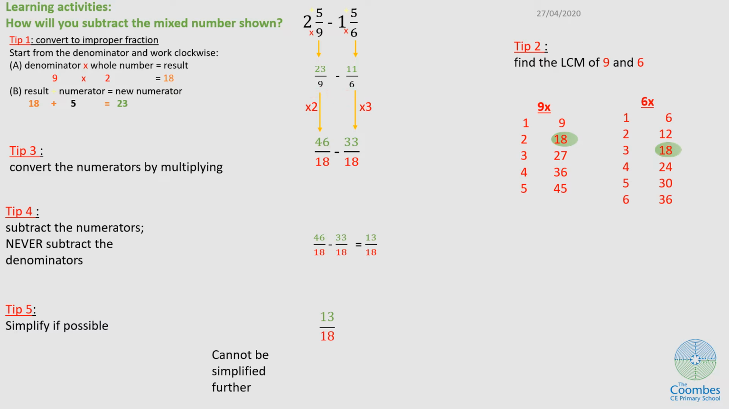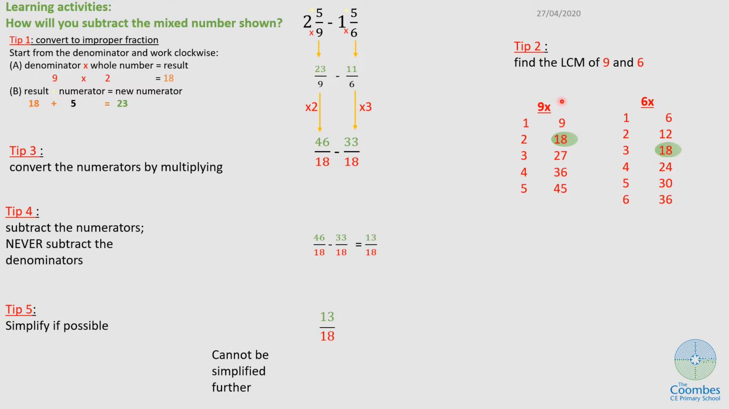So how do I go about doing that? Come with me to my working on the right hand side. This is where we find the LCM of the denominators, the denominators 9 and 6. Now LCM is just the lowest common multiple.